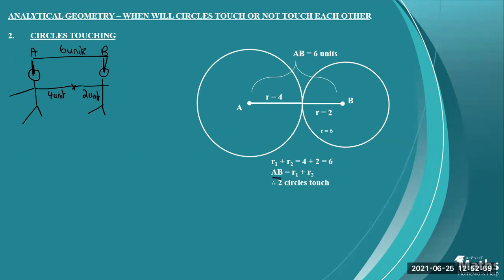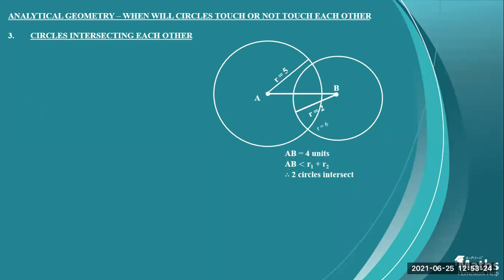So what will we look at? We say AB, the distance from A to B, will be equal to the radius of the first circle plus the radius of the other circle. So just look at this example. So AB, which is 6 units, will be equal to this radius, which is 4, plus this distance, which is 2, also equal to 6. So the two circles will touch each other.